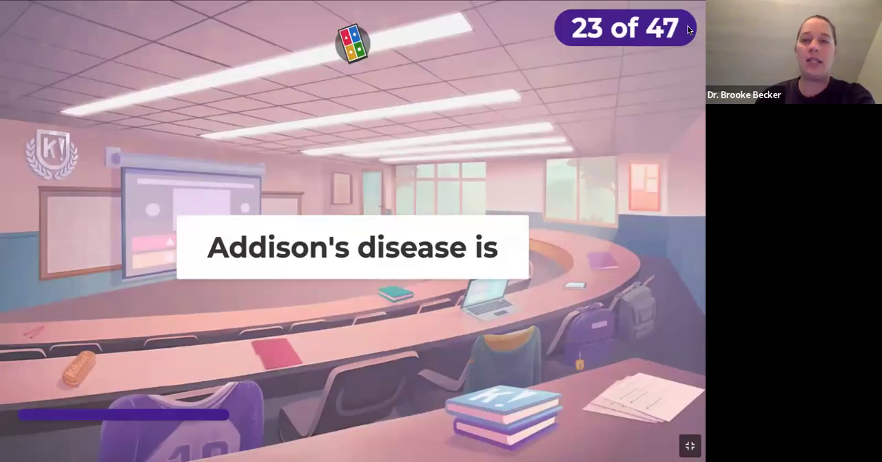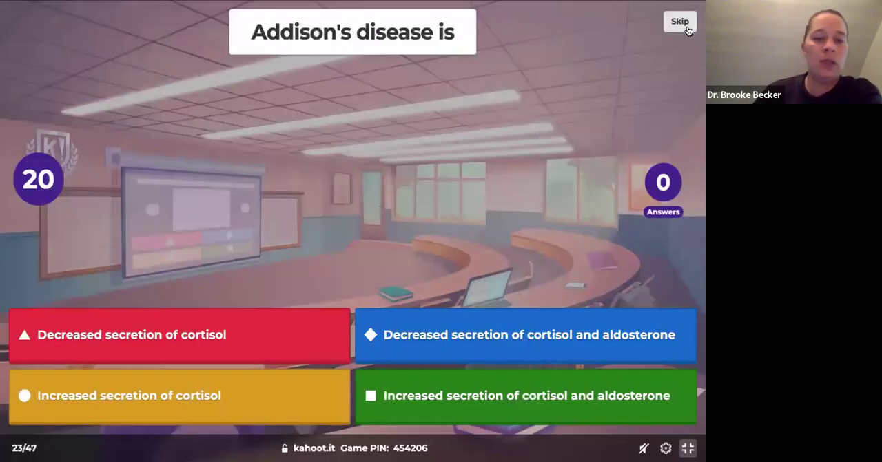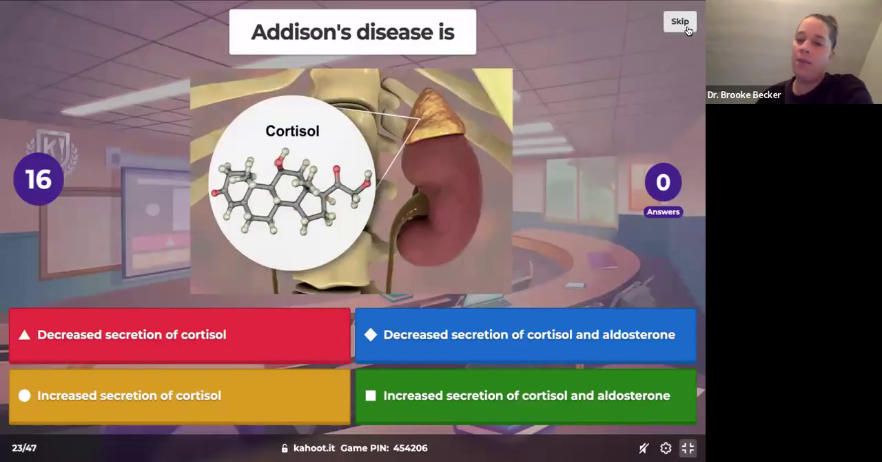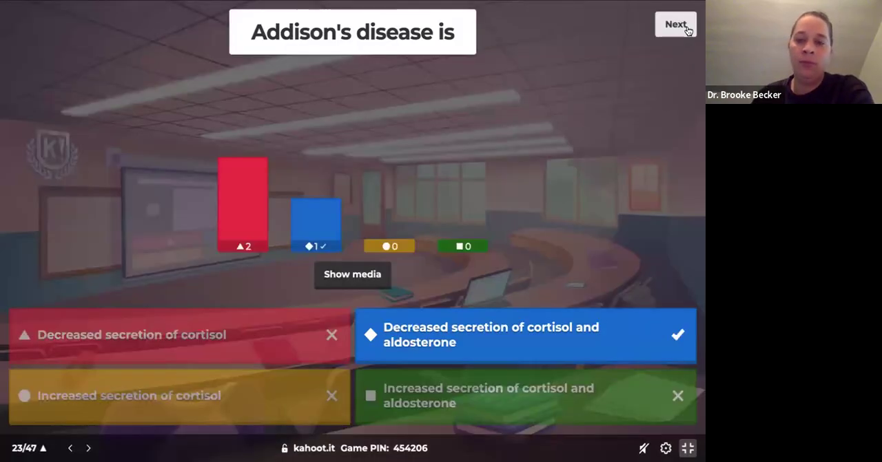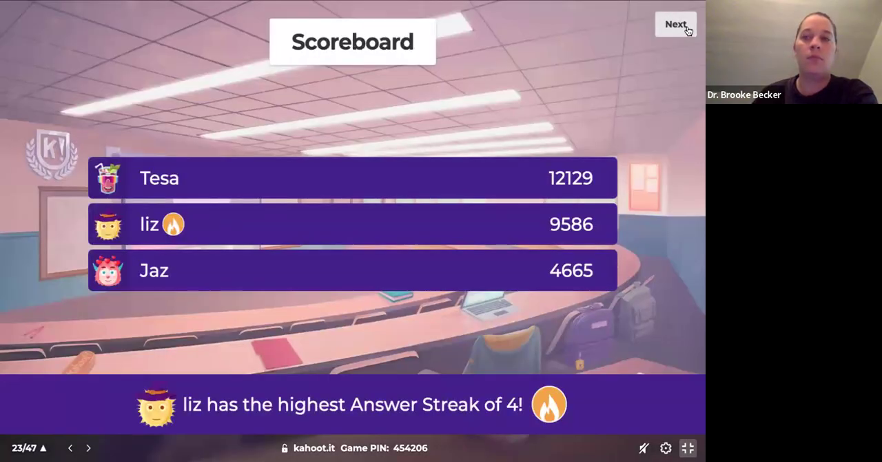Addison's disease is decreased secretion of cortisol, decreased secretion of cortisol and aldosterone, increased secretion of cortisol, or increased secretion of cortisol and aldosterone. Yes, decreased secretion of cortisol and aldosterone is Addison's disease. Okay. Good.